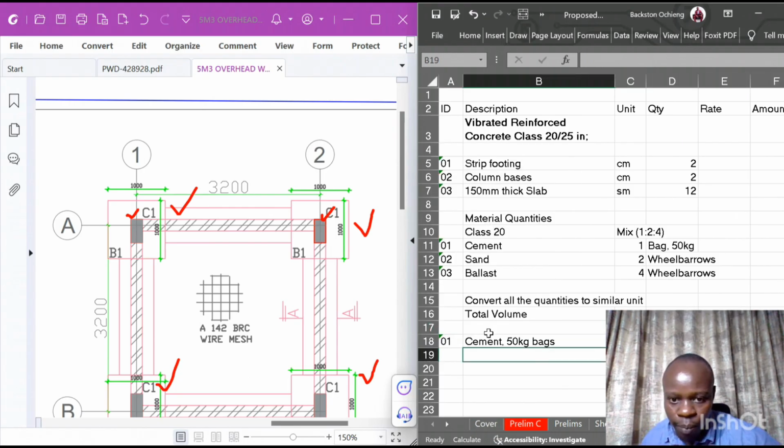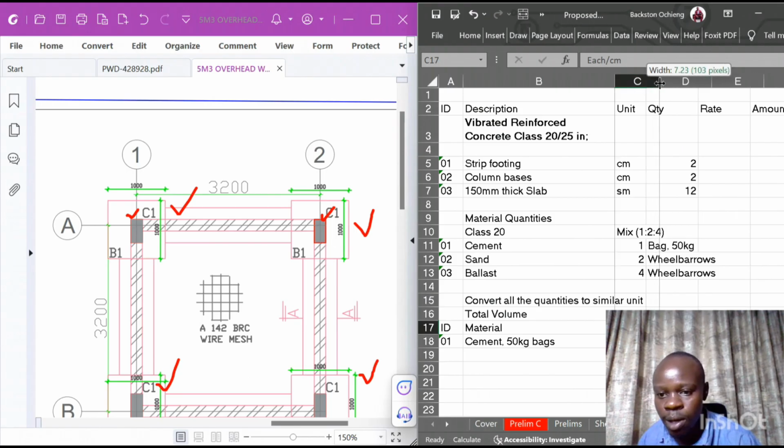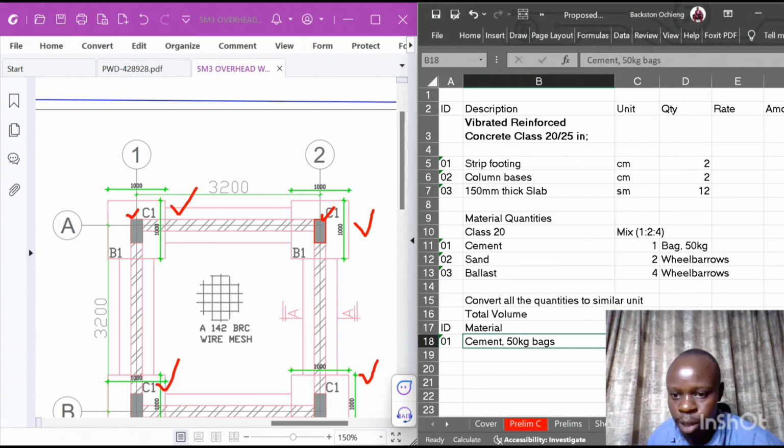Then here I'll talk about ID, then material, and then each per cubic meter, so that we know on every cubic meter it's supposed to be this number. So on each cubic meter we are talking about 6 bags.